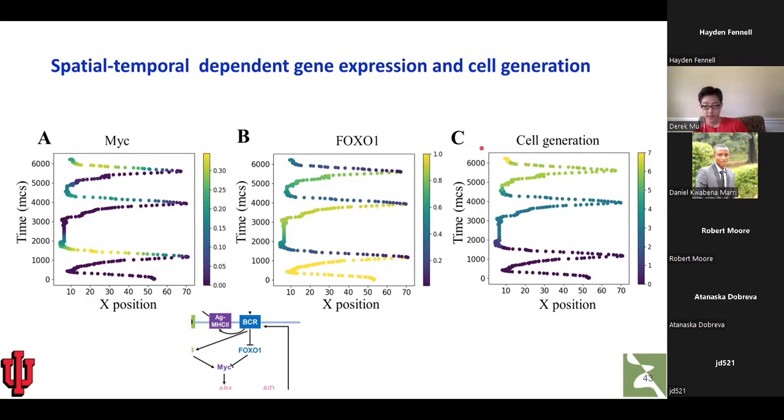And then figure C here on the right depicts the cell generation, and the change in the colors is where the B cell undergoes mitosis. And these color changes, they all happen here, here, here, here, and these are all in the dark zone to the left, which also makes sense.